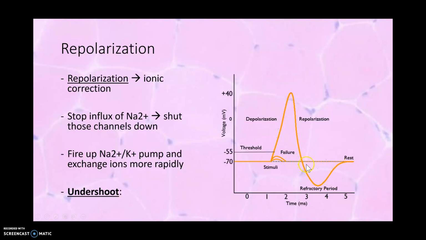So this is where we become hyperpolarized, is what I was talking about before. So this looks like maybe possibly negative 100 millivolts at this point. And now we're going to talk about this refractory period. So this undershoot again represents us being hyperpolarized. We have overcorrected and now have an even greater inside negativity than we did at resting membrane potential. So we're even more negative.